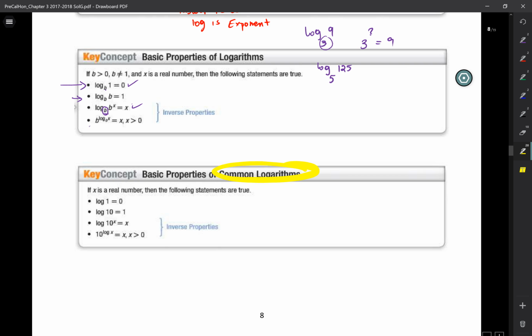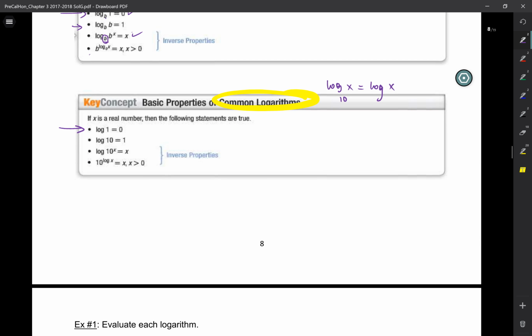Common logarithms is when you have log base 10. So log base 10 of x, we just write it as log of x. So in here, when you don't have a base explicitly written, you know that the default base is 10. So when I see this, I imagine a little 10 here, and in my mind, I'm like, okay, 10 to the power of what is 1?